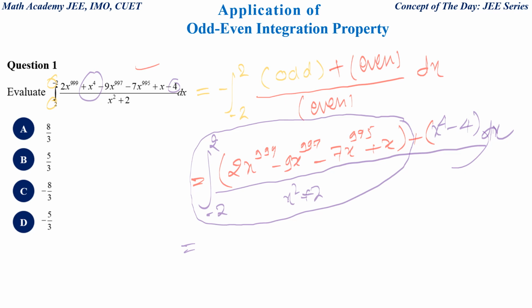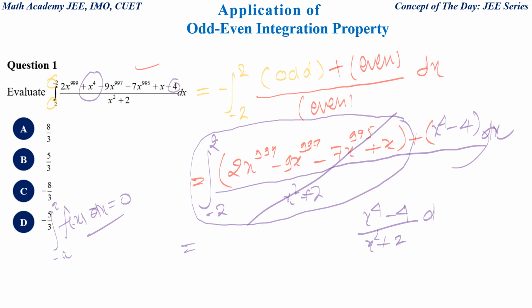As you know, if the function f of x is an odd function, then the integration from minus a to a is 0. We just learned it a minute ago. So the whole odd term will cancel out and become 0. We will get only the integral of x to the power 4 minus 4 divided by x square plus 2 dx, from minus 2 to 2.